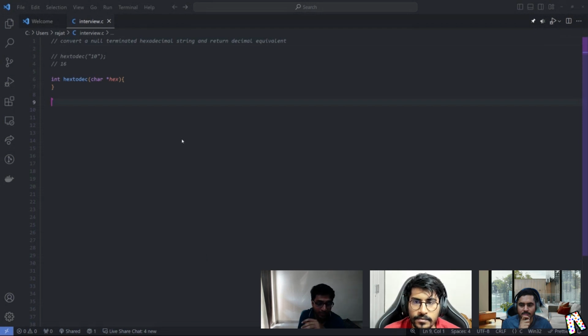So whenever a user types a hexadecimal number on the console, it passes as a hexadecimal string and not a hexadecimal number. But you want to process it as a hexadecimal number or a decimal number, because that's how the processing should happen. So you need to implement a function hex to dec, which will accept a null terminated hexadecimal string, and you have to return the integer equivalent of it. For example, if hex to dec receives a string called 10, the integer equivalent of this is 16.